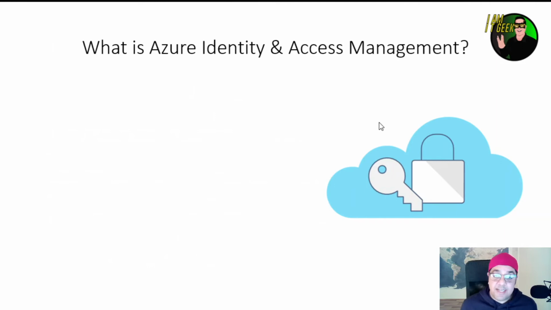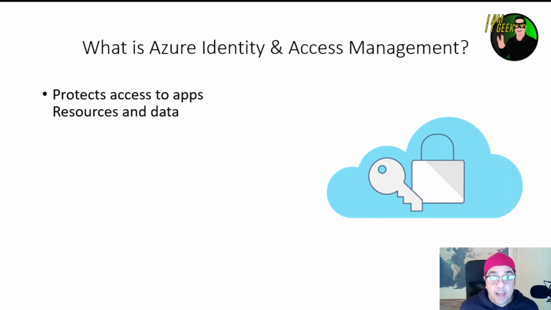So, what is Azure Identity and Access Management? Azure Identity Access Management, or IAM, known in the short reference, allows tenants to control and protect access to your apps and your resources, including your infrastructure as a service, your platform as a service, and your software as a service services. So we're talking about your infrastructure in Azure, so your networking, your virtual machines. I should talk about your software as a service and your platform as a service.